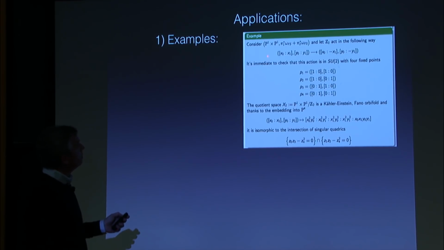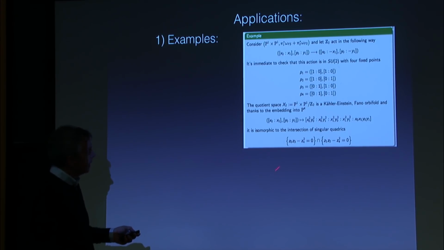Okay. So, for example, if you take P1 cross P1, you can easily write down actions for which the quotients have 4 singular points. The quotient is clearly Kähler-Einstein, so in particular it's constant scalar curvature, an orbifold. You can actually decide even which kind of algebraic variety it is. It's easy. I mean, you write it down. It's the intersection of 2 singular quadrics. Okay.